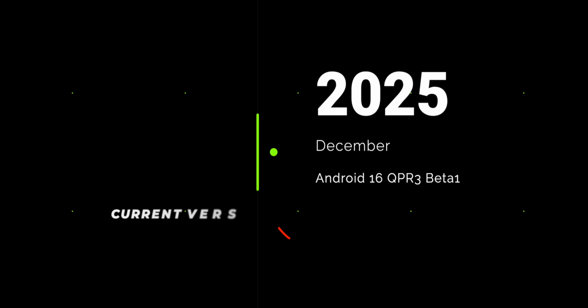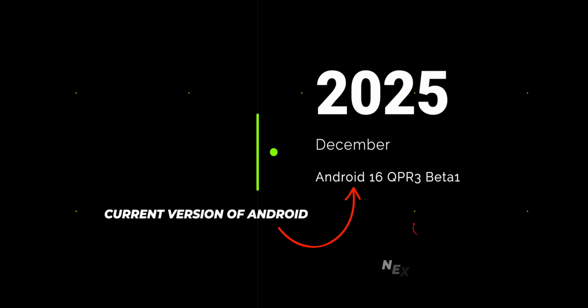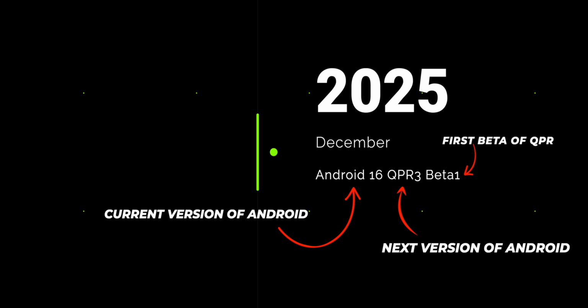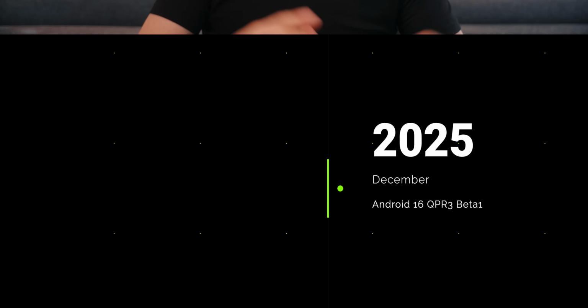Each QPR beta has multiple releases, which are signified by a number at the very end of the name. For Android 16 as it is right now, we saw Android 16 QPR 3 Beta 1 launch in December 2025. So it's Android 16 because that's the most recent version of Android, QPR 3 because that's the next version of Android coming up, and then Beta 1 because it's the first beta of that QPR. Since the launch of Android 16 QPR 3 Beta 1, we've seen two others, Android 16 QPR 3 Beta 1.1 and Android 16 QPR 3 Beta 2. Google could release many more beta versions if it wants to. There's no real limit to how many it can do.